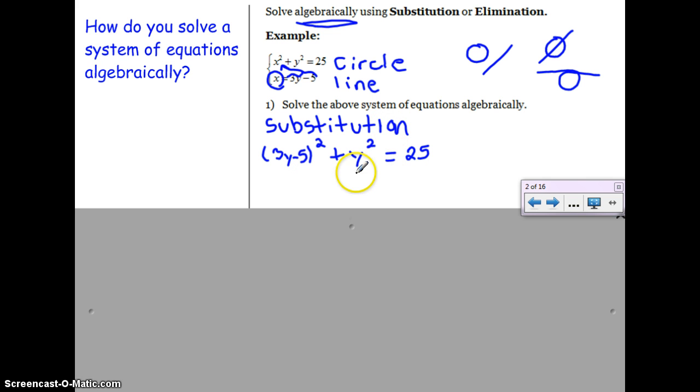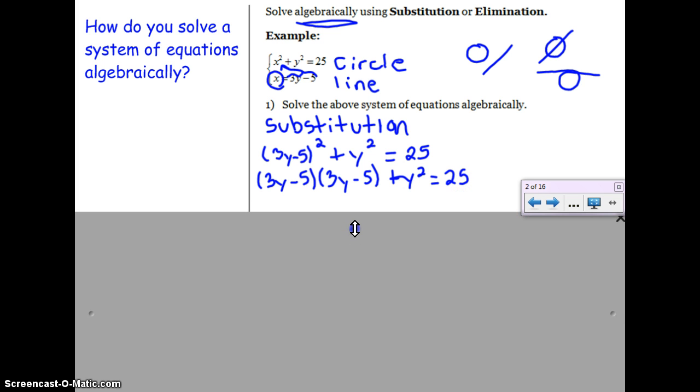Now this is why we spend the beginning of the year going over FOILing, multiplication, all of that fun stuff, factoring, because this is exactly where we're going to need it relatively quickly. I have a binomial being squared. So anytime that I have a binomial squared, I need to write it twice. So I'm looking at 3y minus 5 multiplied by 3y minus 5. And then I still have the plus y squared, and I still have the equals 25.